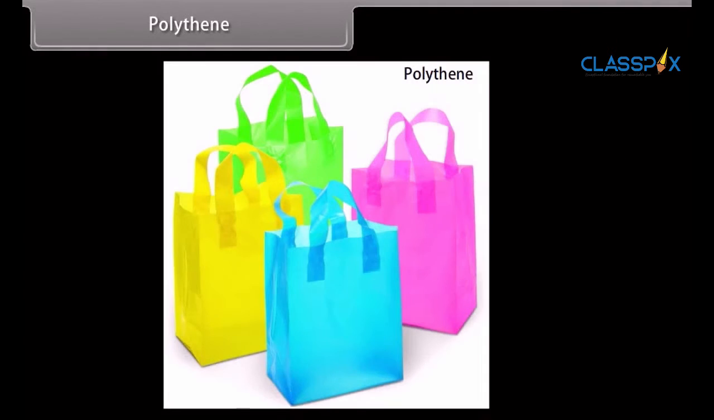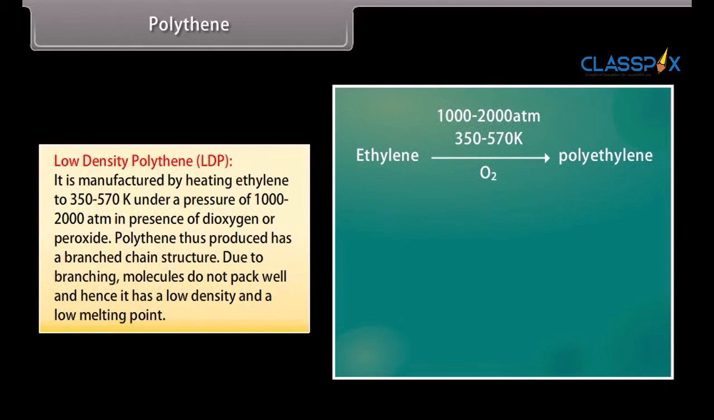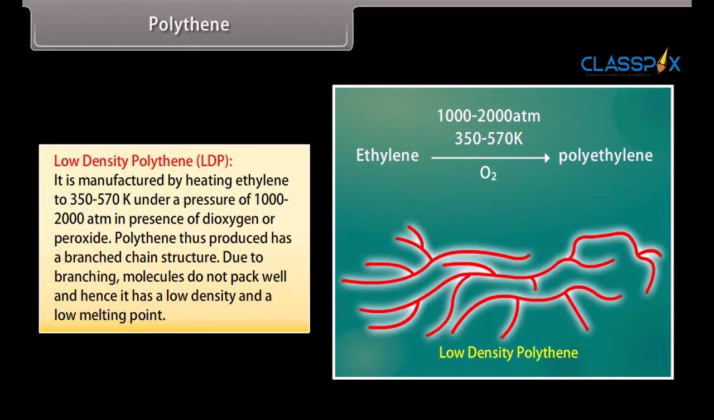Polythene. Polythene is the most widely used addition polymer. Nowadays, two types of polythenes are produced and they have widely different properties. Low-density polythene. It is manufactured by heating ethylene to 350 to 570 Kelvin under the pressure of 1000 to 2000 atm in presence of dioxygen or peroxide. Polythene thus produced has a branched chain structure. Due to branching, molecules do not pack well and hence it has a low density and a low melting point.